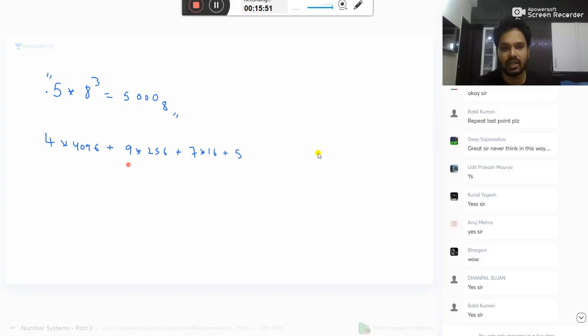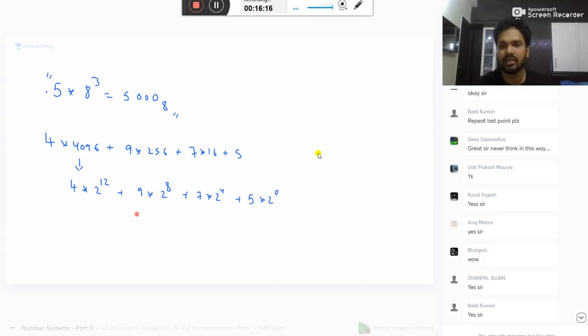Okay. So can I write this number as 4 into, you should remember at least some powers of 2. It is 2 power 12. 2 power 2 is 4, 2 power 10 is 1024, so you can say it is 4 into 2 power 12. So 9 into 2 power 8, 7 into 2 power 4, 5 into 2 power 0.